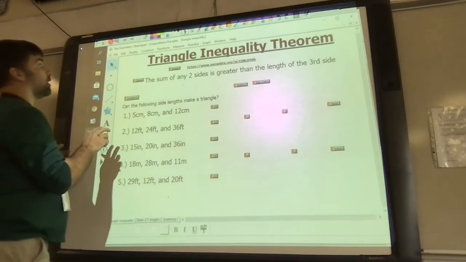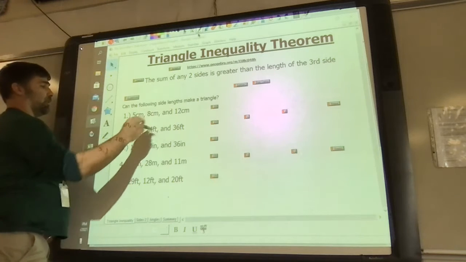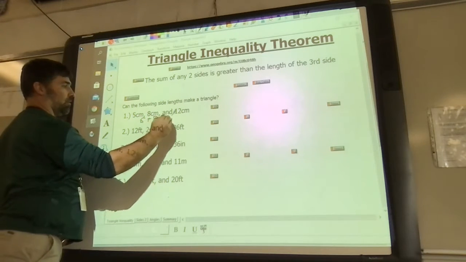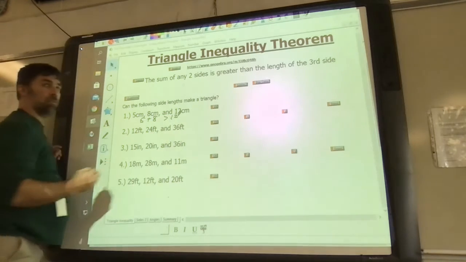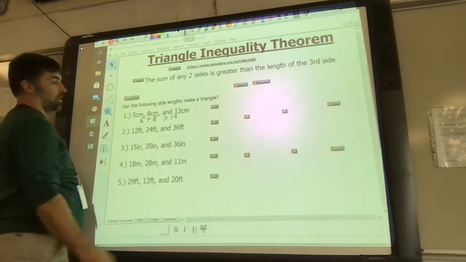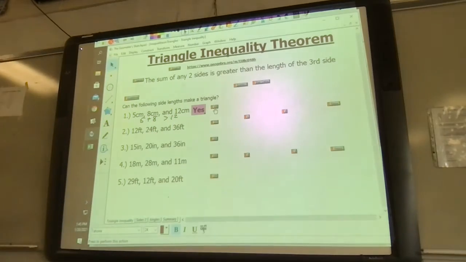So the 2 smallest are what? 5, 8, 12. So what's 5 plus 8? Is 5 plus 8 greater than 12? That's the question. 13. 13 is bigger than 12. So yes, there is a way to connect those to make a triangle. So all you got to do: take the 2 smallest, add them together, see if it's bigger than the third.